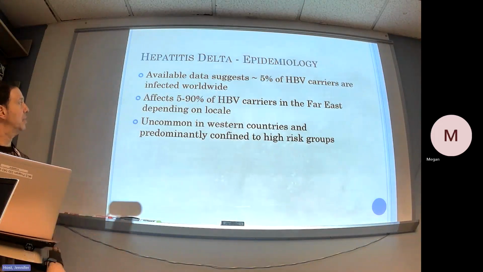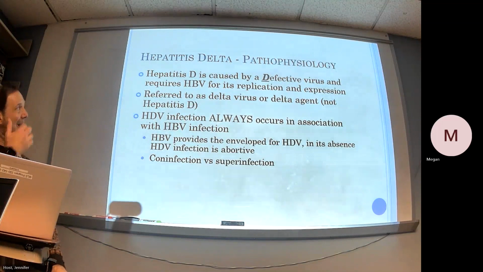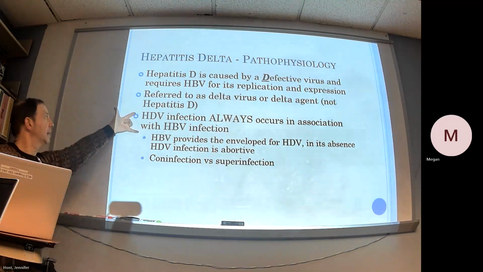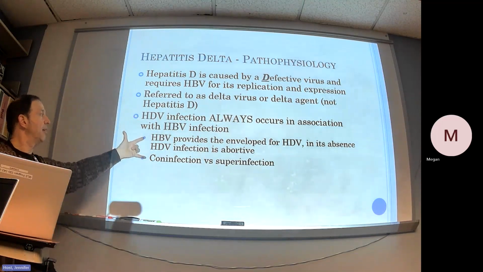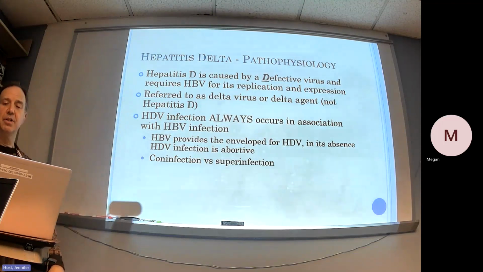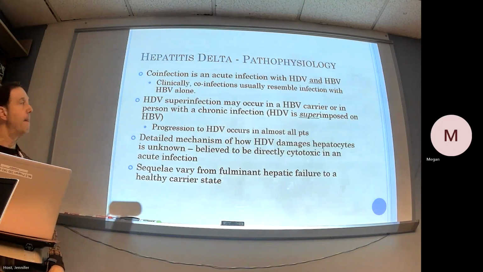So that's what you end up seeing, and it's a really high risk group, so it's high risk behavior. Gotta be cautious. It's caused by a defective virus, and it needs hepatitis B. So this is the big thing. It provides the envelope, and again, you get it in the same injection afterwards. And that's the co-infection that you get together, and the superinfection would be an extra one on top of that.